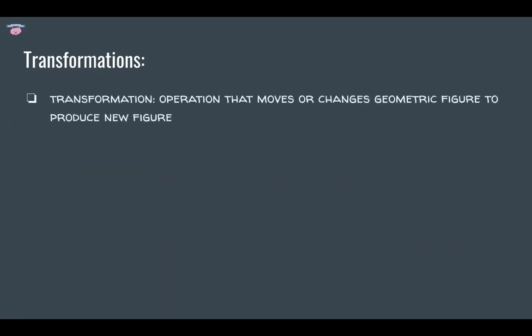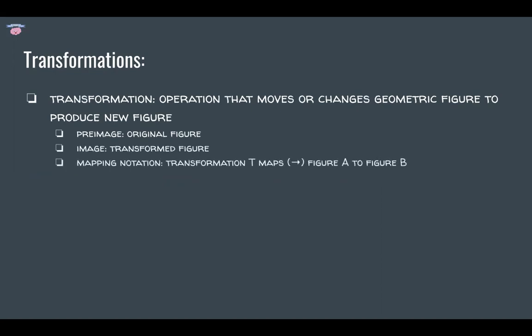Okay, now we're going to the second part, transformations. A transformation is an operation that moves or changes the geometric figure to produce a new figure. That's the complicated version. The simple version: you're basically turning one figure into another. The preimage is the original and the image is the transformed. There are different notations. In mapping notation, you're basically saying that a transformation T, we usually use T. Can you guess why? Yes, because transformation begins with T.